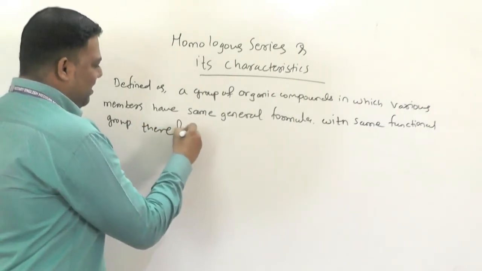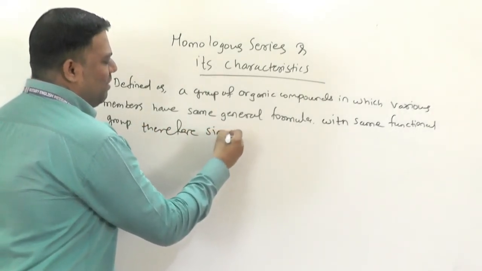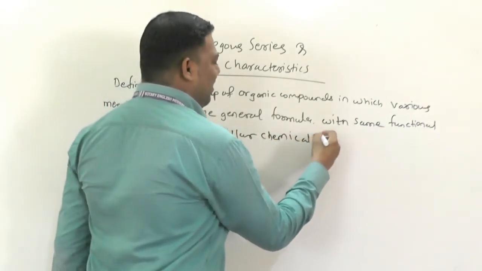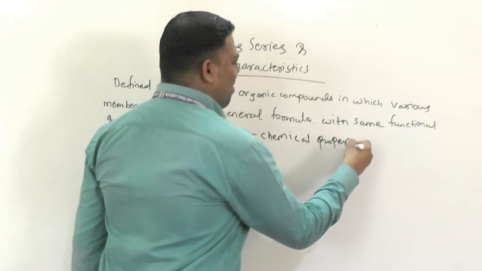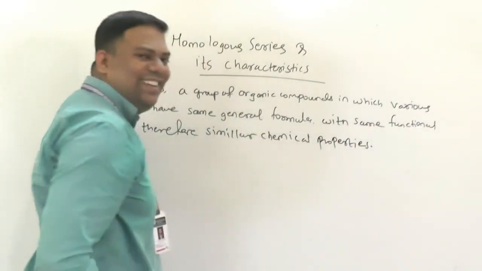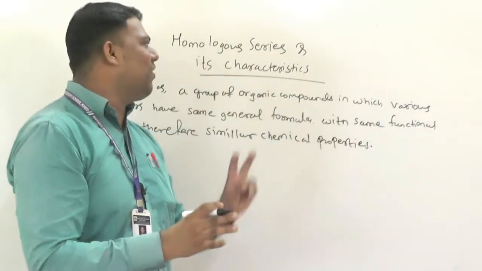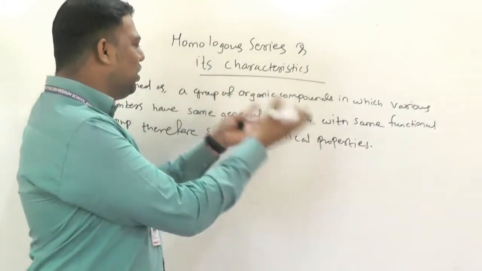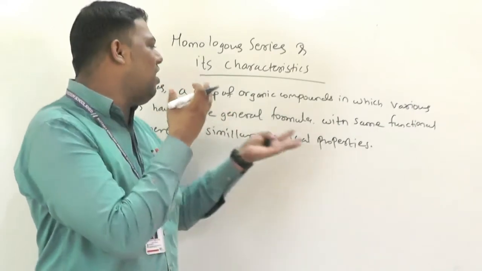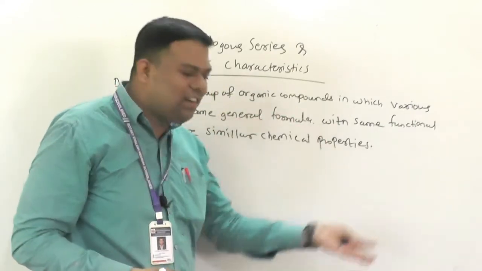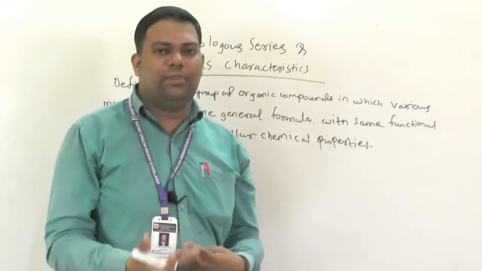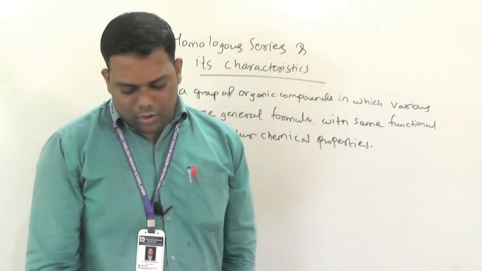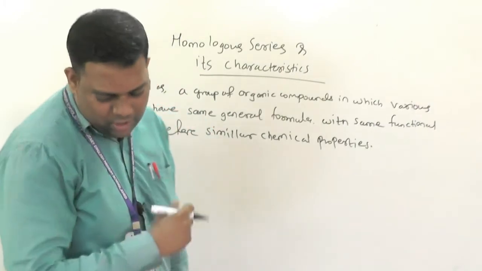Therefore, what, beta? Similar chemical properties. So see how much similar. Homo means similar. Homologous series: they have the same general formula, then the same functional group. Therefore, obviously, it will come similar chemical properties.